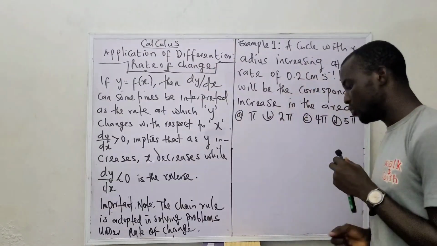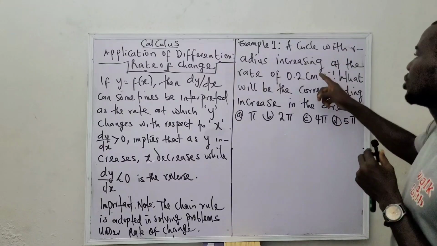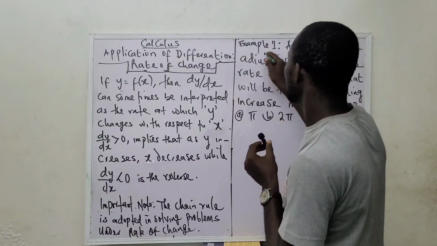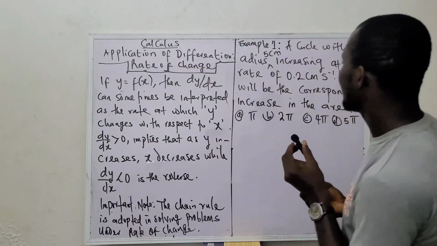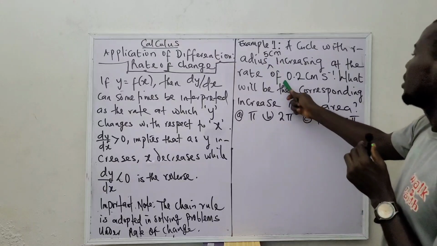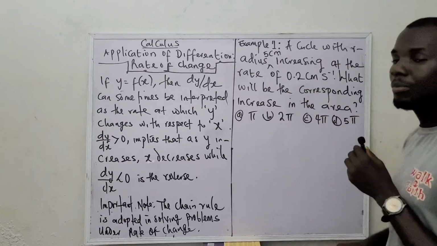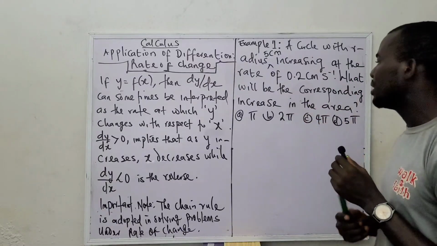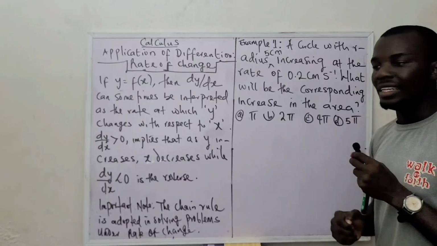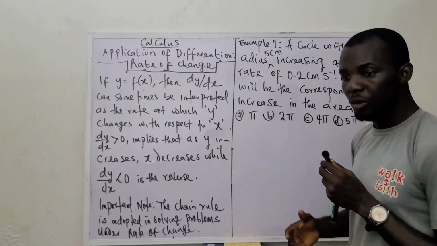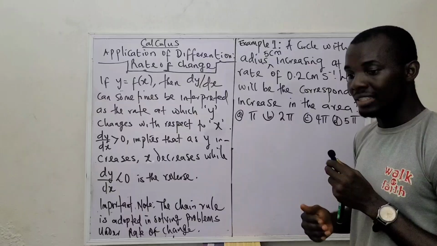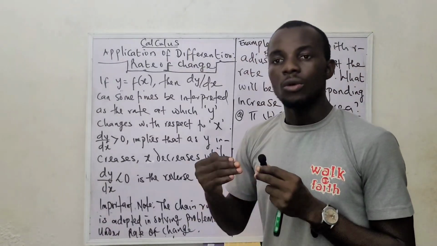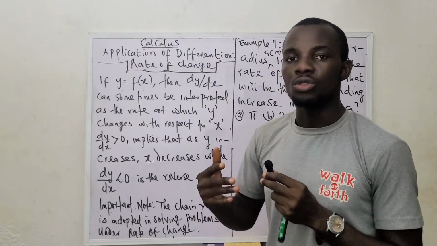Now, here is a question before us. We are told that a circle with radius 5 centimeter is increasing at the rate of 0.2 centimeter per second. The question is, what will be the corresponding increase in the area? The corresponding increase in the area, what they mean by that is, how is the area of this circle increasing with respect to what? With respect to time.